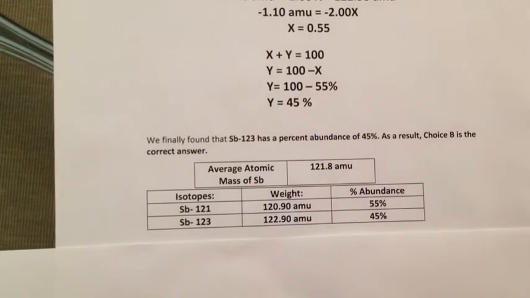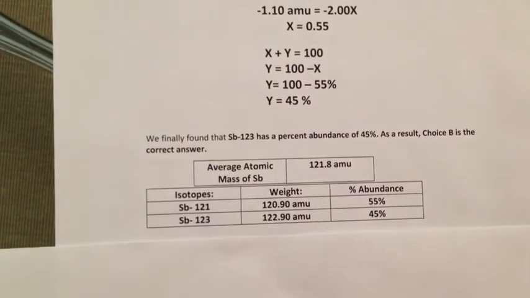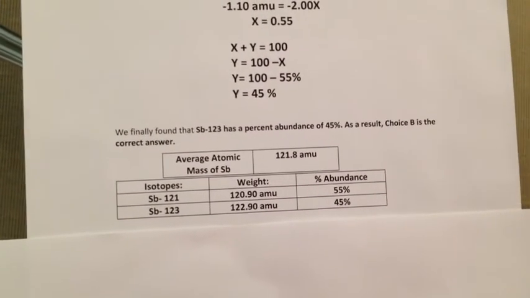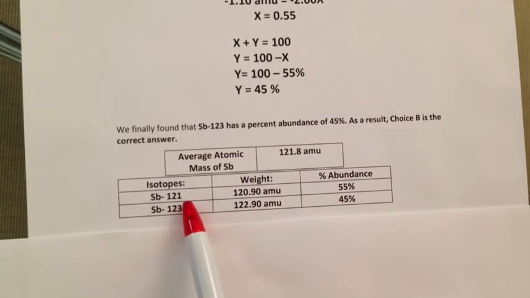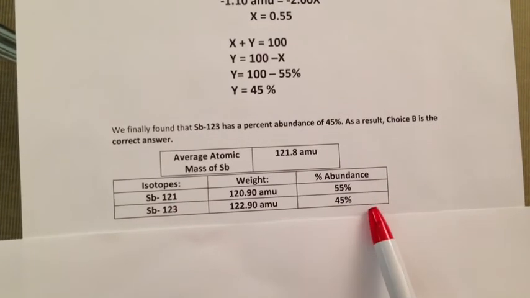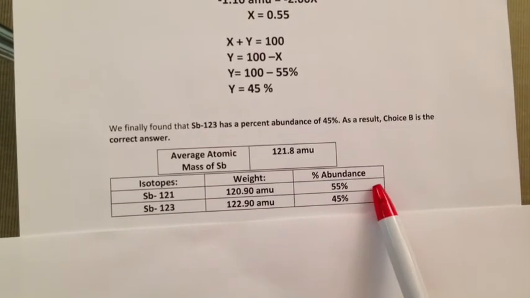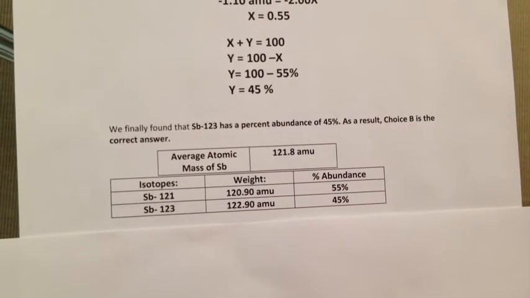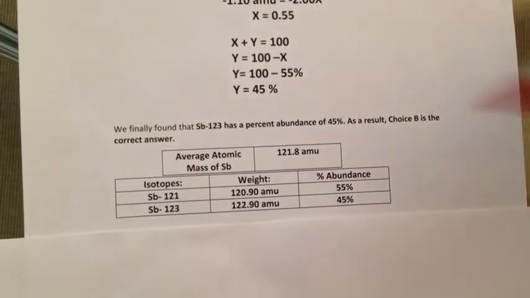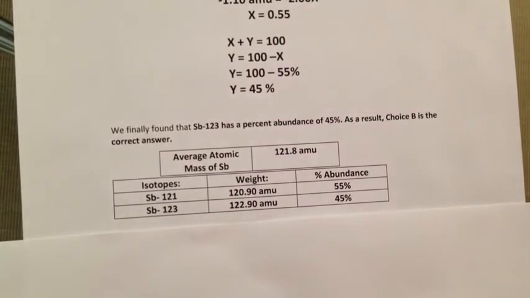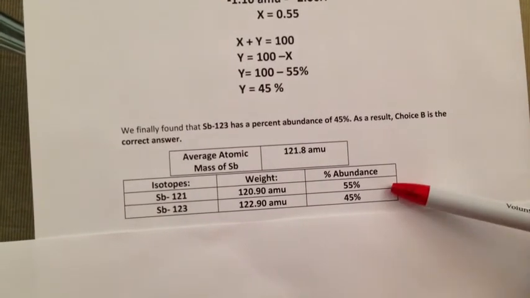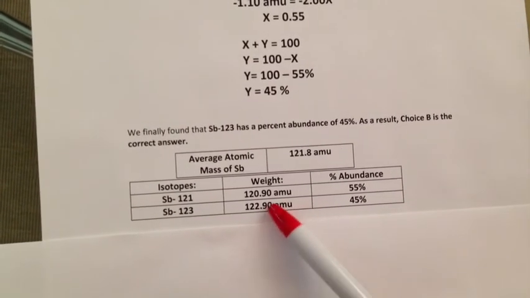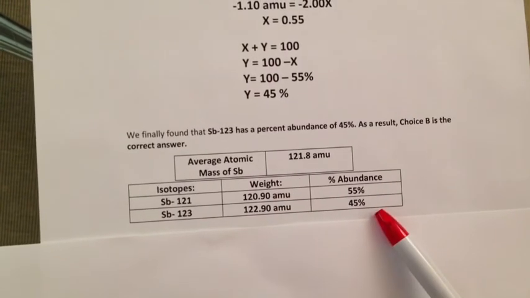Notice that the average atomic mass of antimony from the periodic table is determined by the more abundant antimony 121 with a percent abundance of 55%. In other words, the mass that is closer to the average atomic mass of antimony in the periodic table will have the higher percent abundance compared to the heavier isotope with the lower percent abundance.